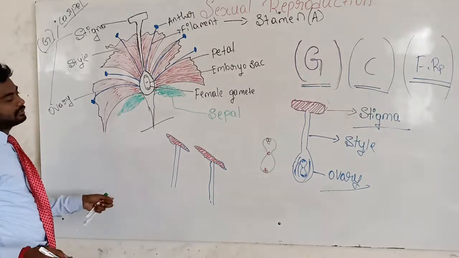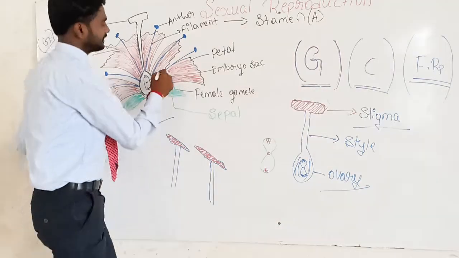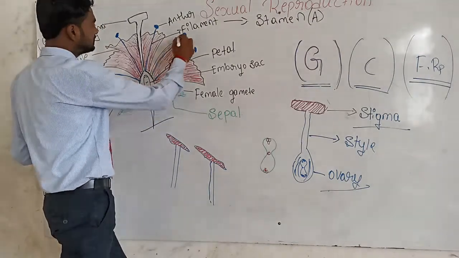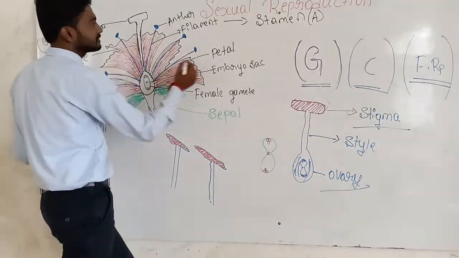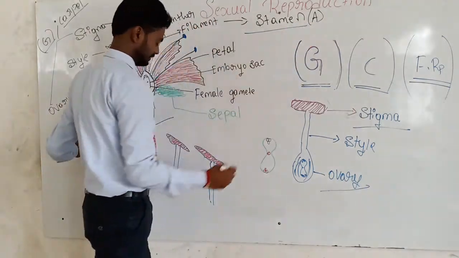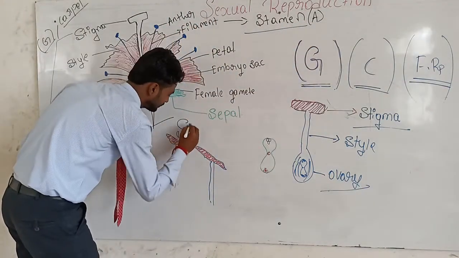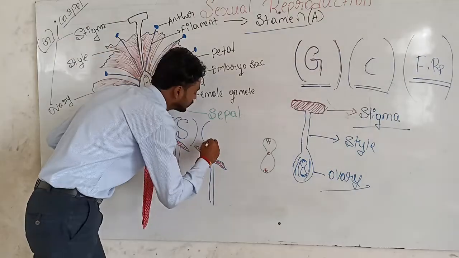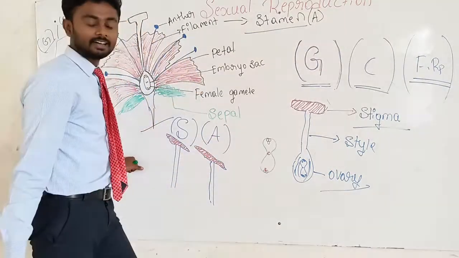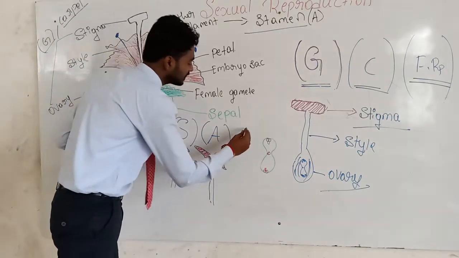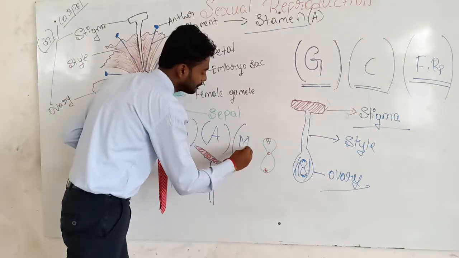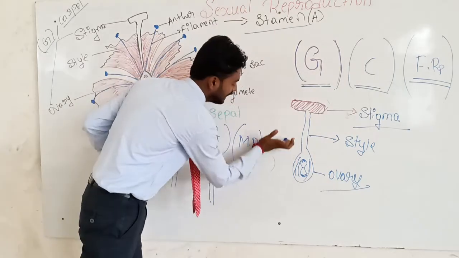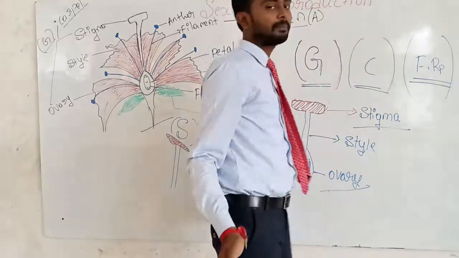See students, you can see in the diagram the blue color. These are known as what? Stamens. Next, the stamens have one more name. That is the androecium, and it is also known as what? Male reproductive part.